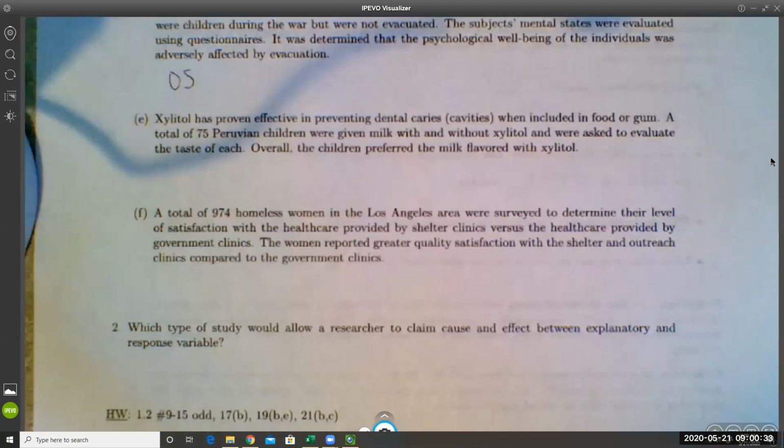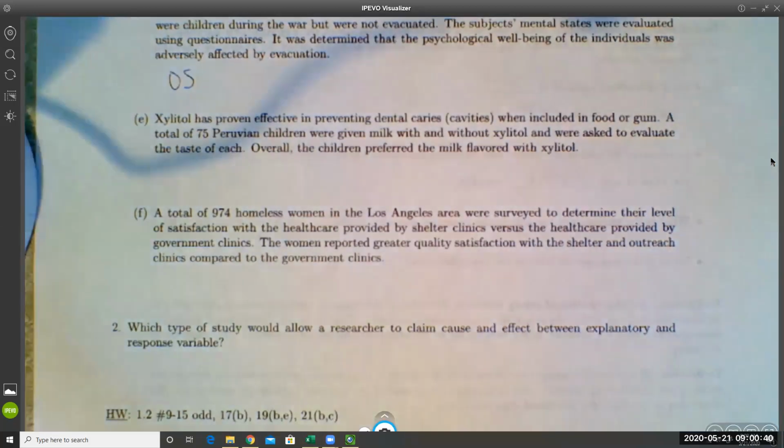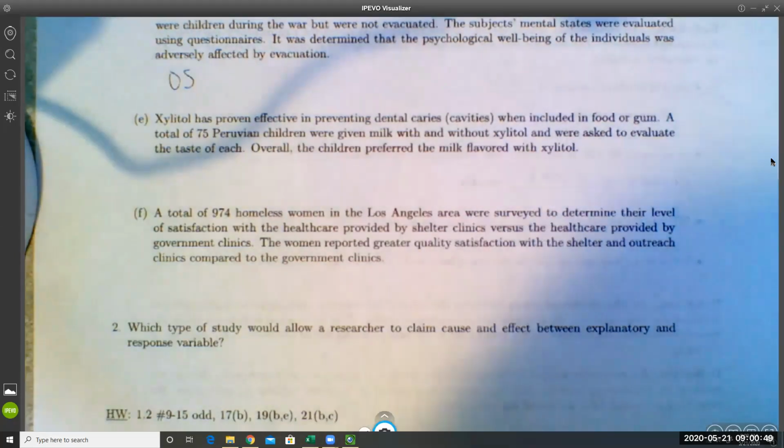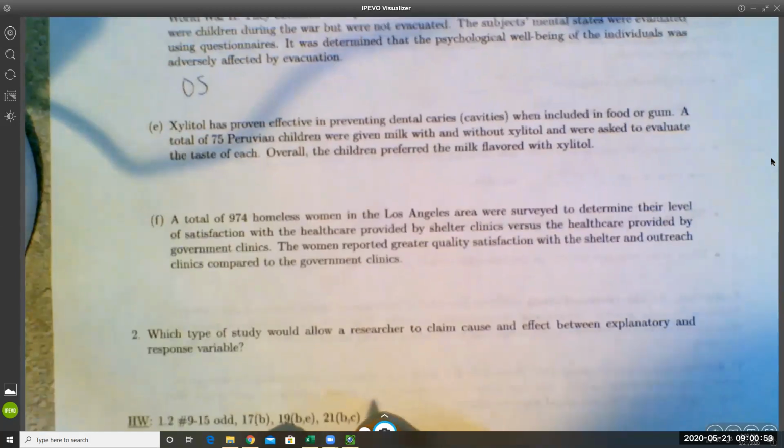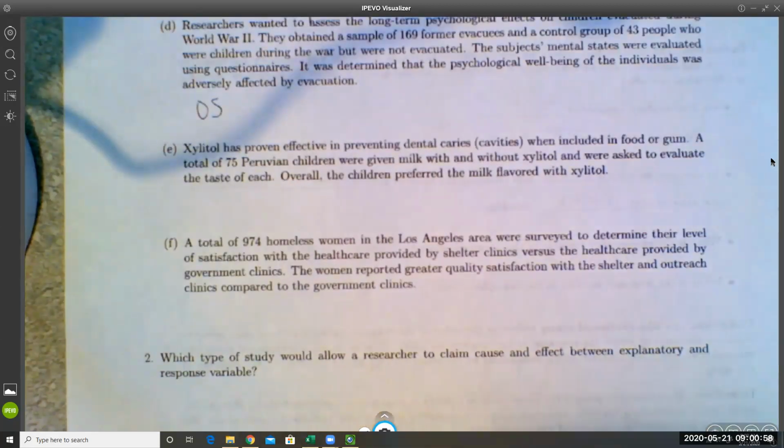Part E. Xylitol has proven effective in preventing dental cavities when included in food or gum. A total of 75 Peruvian children were given milk with and without xylitol and were asked to evaluate the taste of each. Overall, the children preferred the milk flavored with xylitol. They like that chemically flavor, I guess. Maybe it's sweet. Maybe it improves the taste of the milk because it makes it sweeter or something. I don't know. But they like the milk with the xylitol in it.